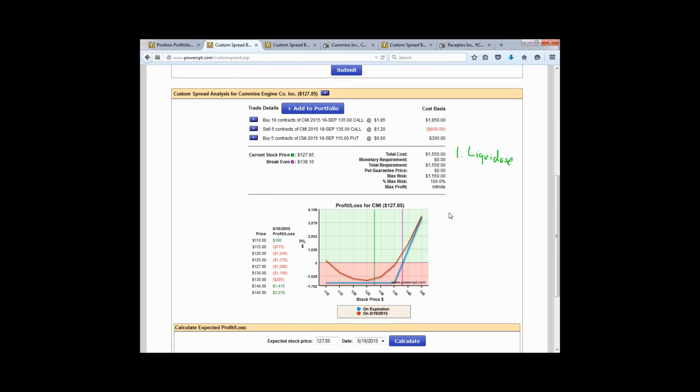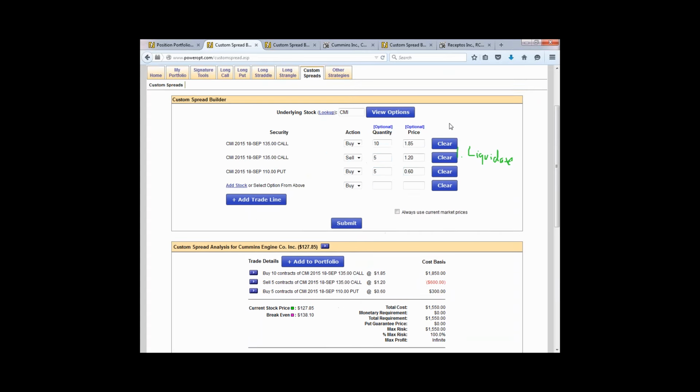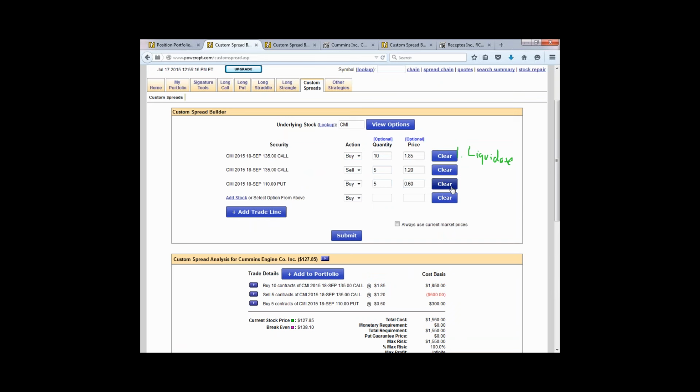Legging into straddles and strangles, as I just talked about, can be very lucrative, but it takes a lot of action, a lot of activity. In this case, maybe we just decided it's time to take our 37% loss, the trigger that we hit, and liquidate and move on. But we sold half here. We reduced our cost basis. It doesn't look like the out-of-the-money puts are going to cut it for me.